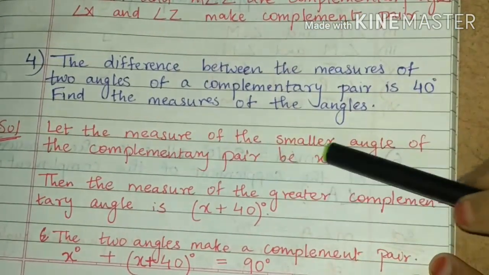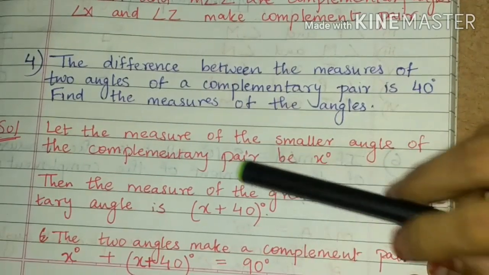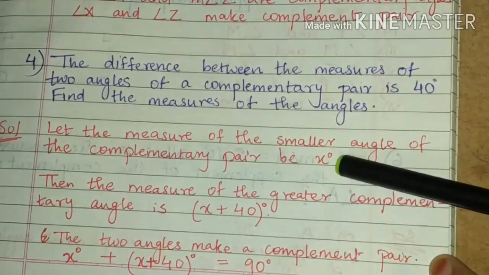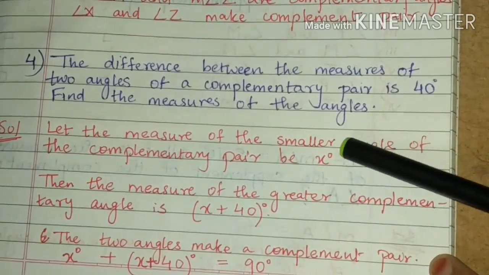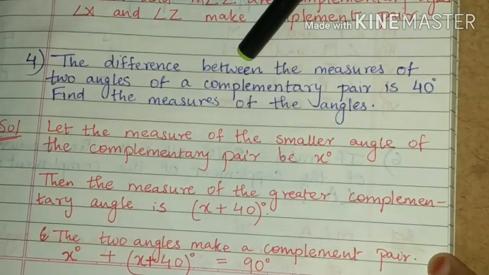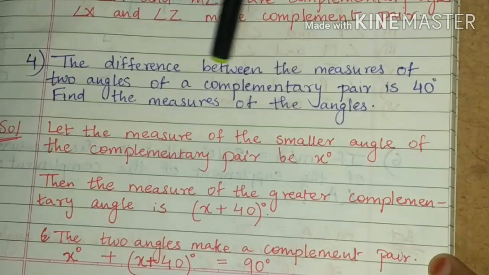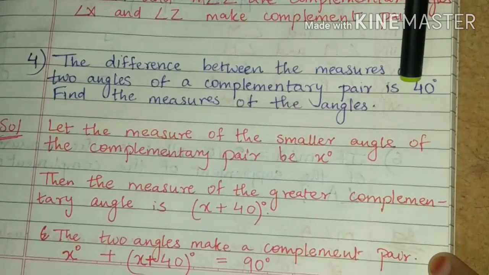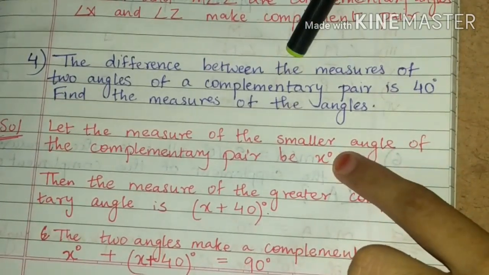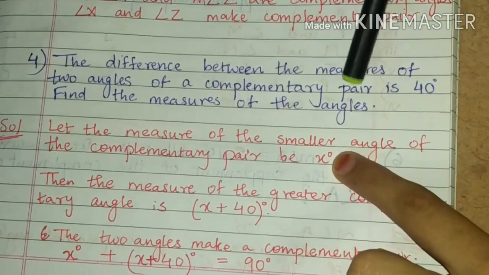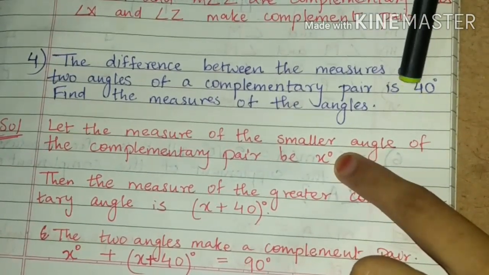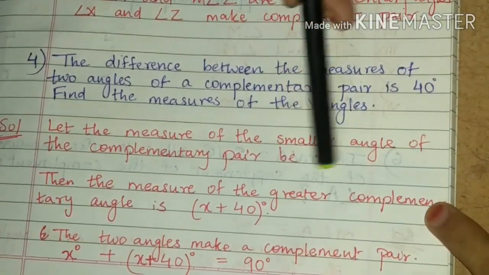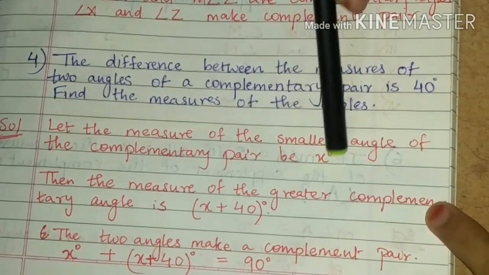So let the measure of the smaller angle of the complementary pair be x. If one angle is x, the other angle is bigger than the smaller one by how much? 40 degrees. The difference between the measure of the two angles of a complementary pair is 40. Means the difference is 40. So the other angle is 40 more than the smaller angle.